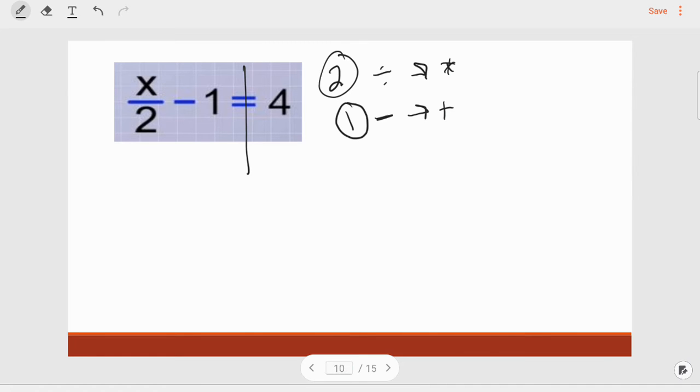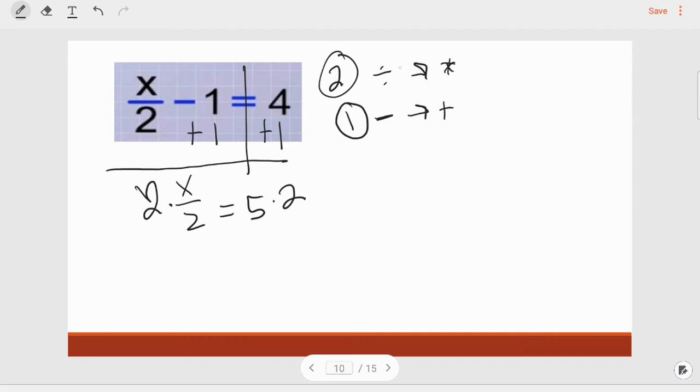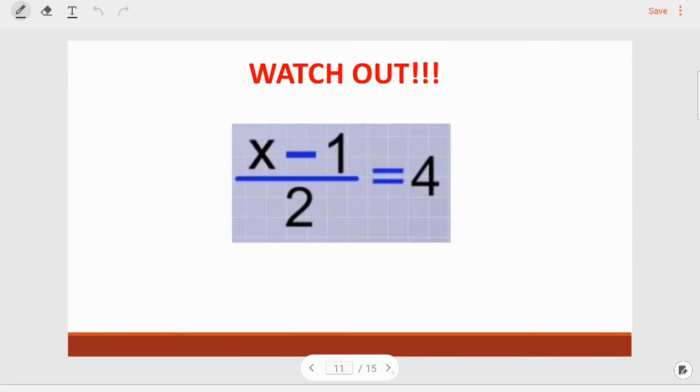How do I undo the subtraction? I'm going to use addition. So I'm going to add 1 to each side. I get x divided by 2 is equal to 5. And last but not least, I'm going to times by 2 because I need to undo my division. So timesing by 2 eliminates, leaving me an x. 5 times 2 is 10, and that's my final answer.